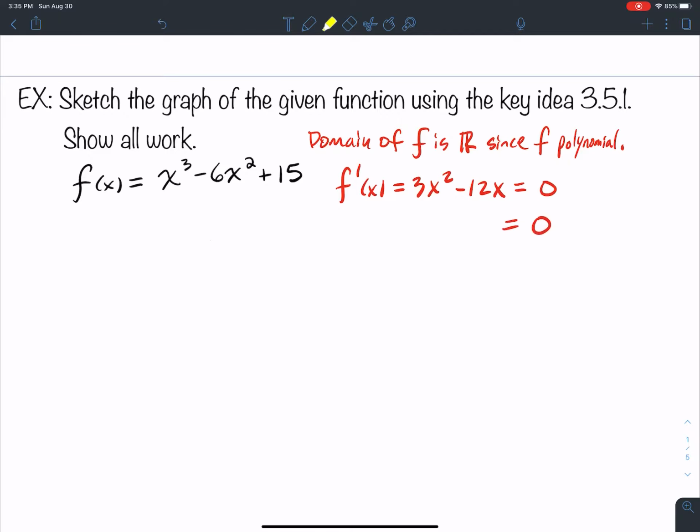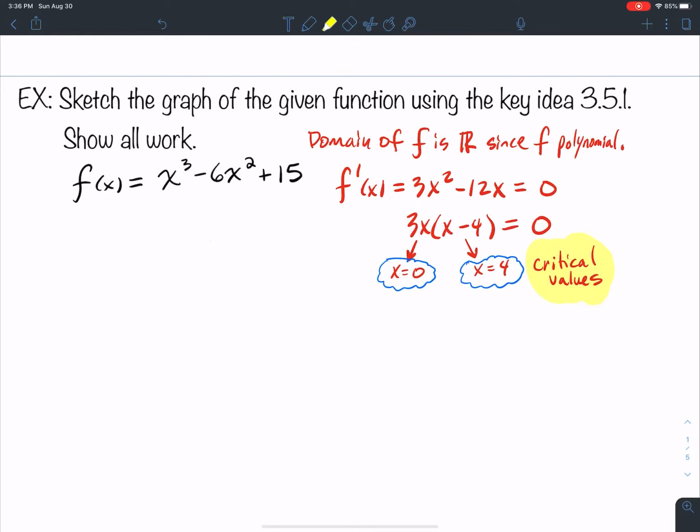If I do that, then I can factor 3x out of each of these terms. That's going to leave me an x for the first one and a negative 4 for the second. Okay? So I'm going to set each of these factors equal to 0. If I set the first factor 3x equal to 0, then I just get x equal to 0. And if I set the second factor x minus 4 equal to 0 and solve for x, I get x equals 4. These numbers here are the critical values. Now these critical values are potential relative maxes or mins. We'll see.